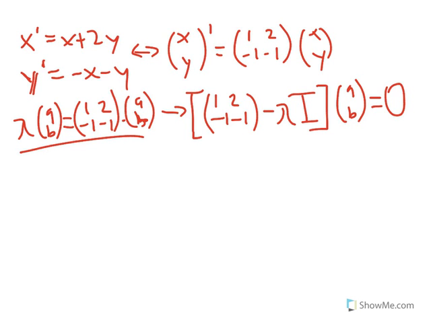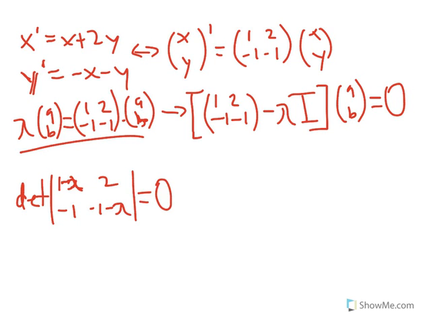Now we find the values of lambda for which this equation has a non-trivial solution. Now this would mean the determinant of the matrix 1, 2, negative 1, negative 1, and we would subtract lambda from the diagonal because of the identity matrix, so 1 minus lambda, 2, negative 1, negative 1 minus lambda. And we want this determinant to be equal to 0. Now our determinant, I don't want to do all the algebra. I'll just write out what you get at the very end. You get lambda squared plus 1 equals 0.